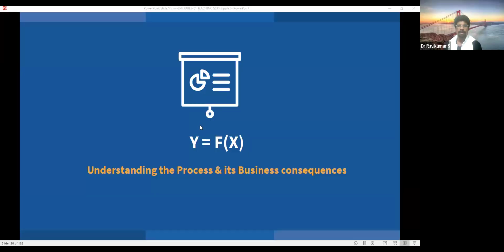See, already we have spoken about this y is equal to f of x. That is, y is your process output and x is your process input variable. So your process output cannot be varied on its own because it is dependent on the x variable. Suppose you want to alter the quality of the product, you have to change the raw material. The raw material is the input. So you need to understand the business process and its consequences properly. Without understanding the business process, if you try to alter the output, it may end in a disaster. We cannot alter the output.